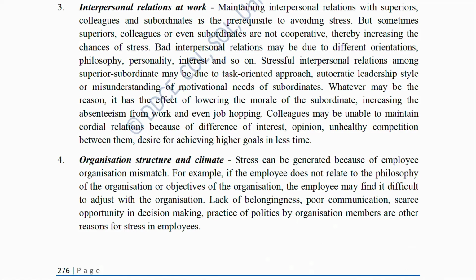Fourth, organization structure and climate. Stress can be generated because of employee-organization mismatch. For example, if the employee does not relate to the philosophy of the organization or objectives of the organization, the employee may find it difficult to adjust with the organization. Lack of belongingness, poor communication, scarce opportunity in decision making, and practice of politics by organization members are other reasons for stress in employees.